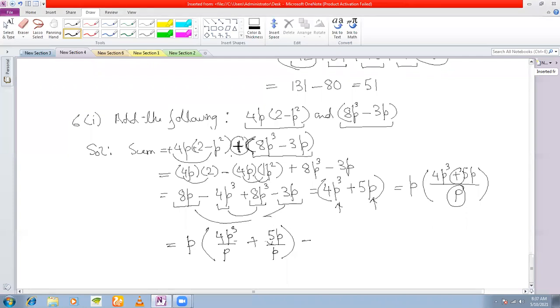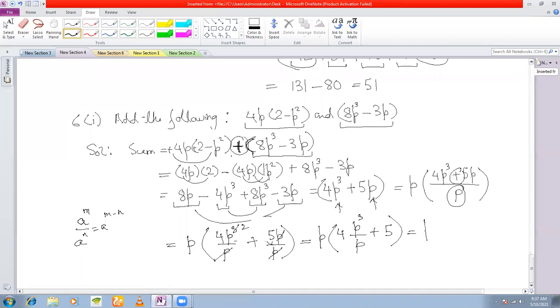Now what should be the next step? P. And now what happens? Single p will cancel here to get a p square. Or from the laws of exponents, if you know, a to the power of m by a to the power of n is a to the power of m minus n, isn't it? So what you do here is you write this as 4p cube by p plus, and these two p's are going to cancel. So you simply get 5.